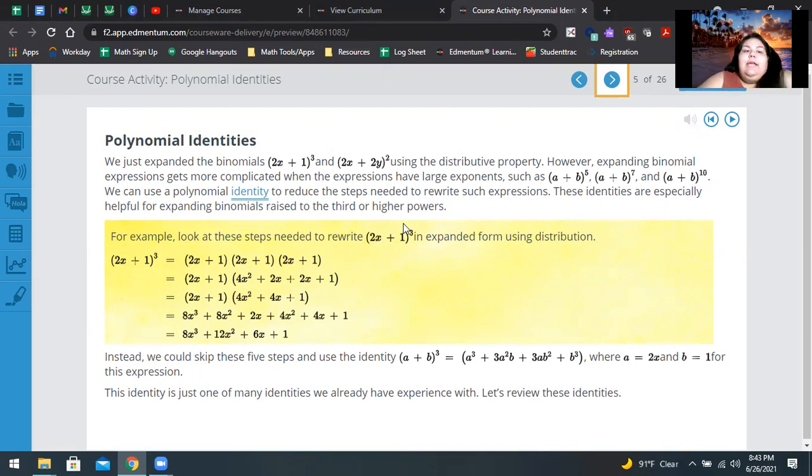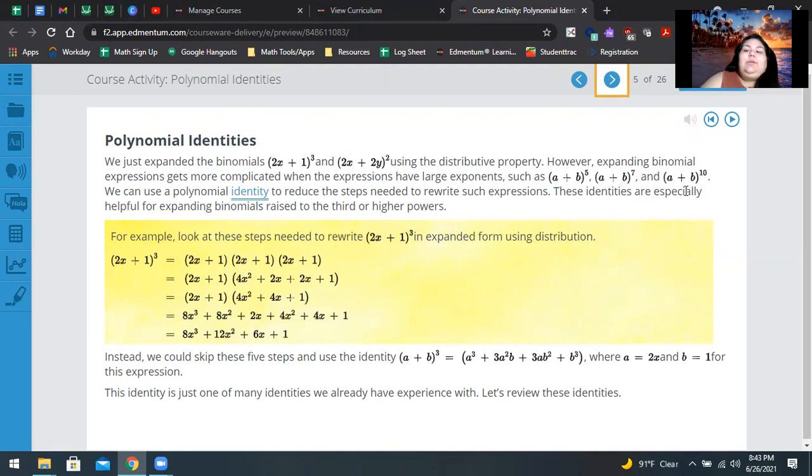Again, this course activity is going to bring up some new topics that we haven't seen. The idea is that they want us to figure out how to expand, for example right here, a plus b to the 5th power, to the 7th power, to the 10th power. So imagine writing out a plus b, a plus b, a plus b, a plus b 10 times, and then multiplying all that. It's going to get a little bit messy.